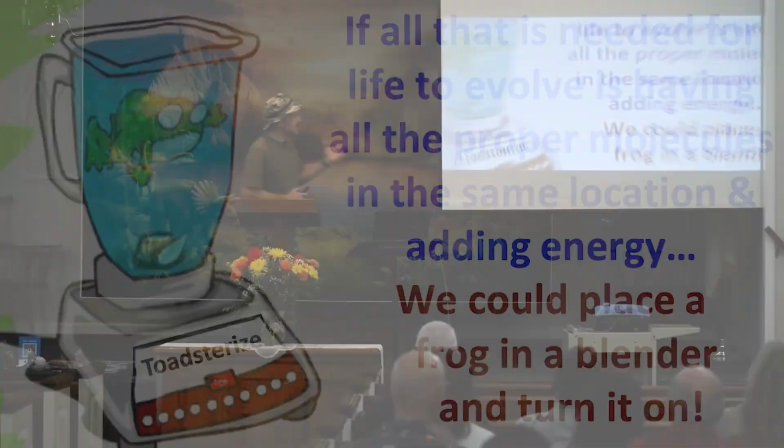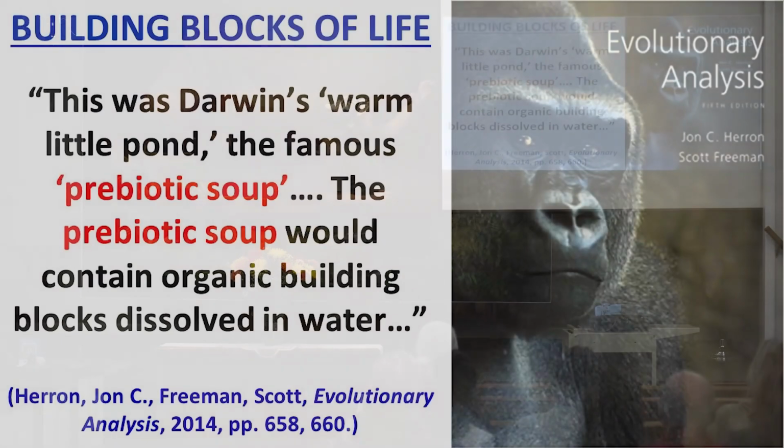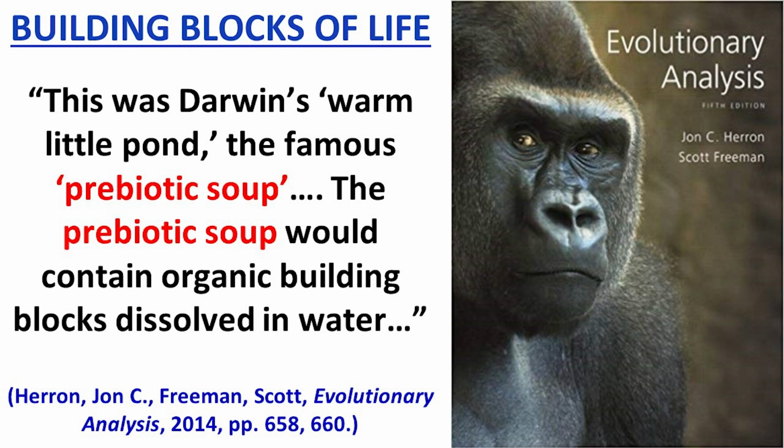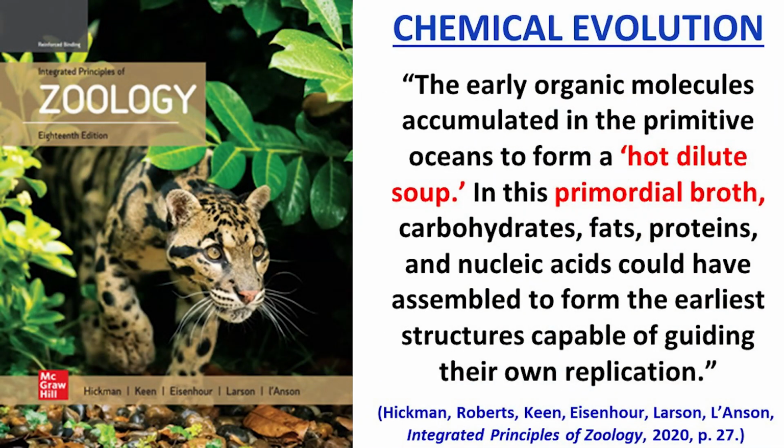Yet you read things in textbooks like this. This was Darwin's warm little pond, the famous prebiotic soup. The prebiotic soup would have contained organic building blocks dissolved in water. That's evolutionary analysis. Here is Zoology, 2020. The early organic molecules accumulated in this primitive ocean to form a whole hot dilute soup in this primordial broth, and it lists all these complex organic chemicals. And it keeps talking about this soup.